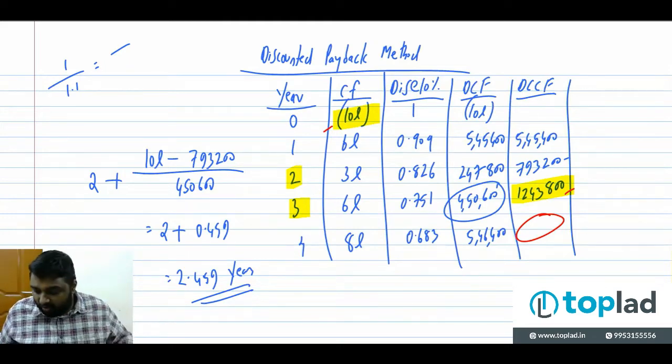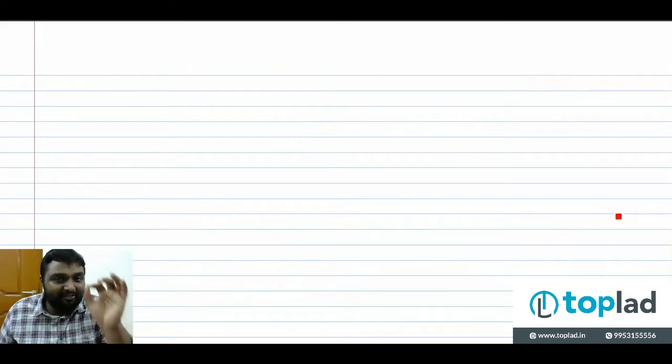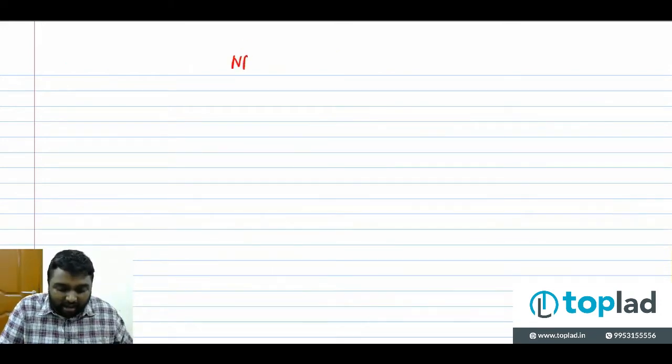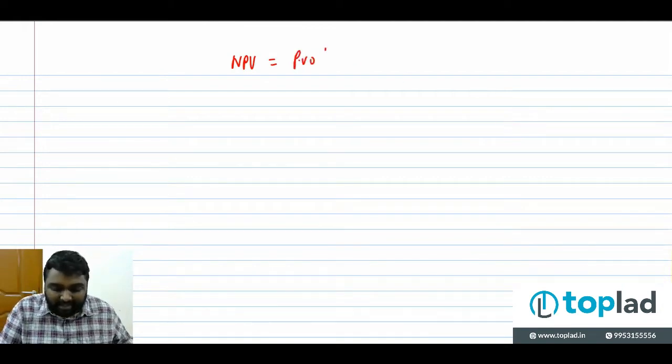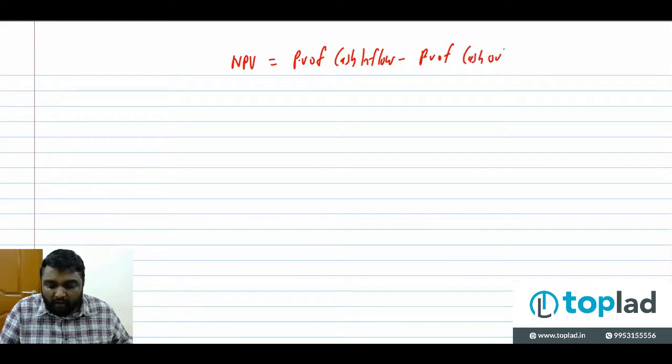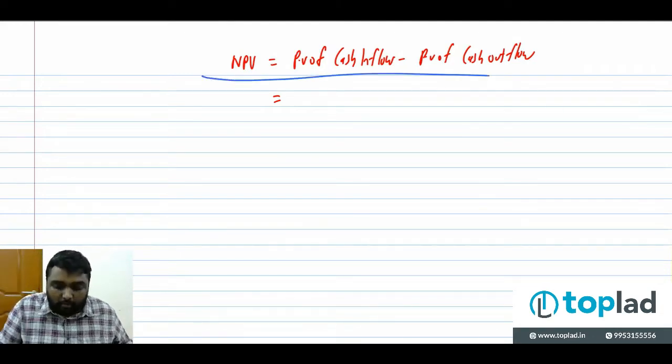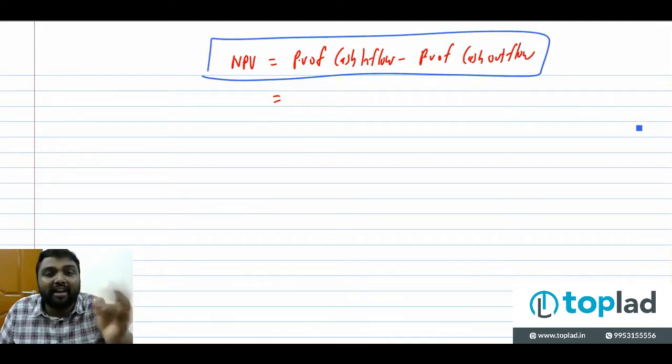This limitation is overcome by one of the number one techniques called NPV. NPV stands for net present value. What is net present value? Present value of cash inflow minus present value of cash outflow. You can write the equation also.